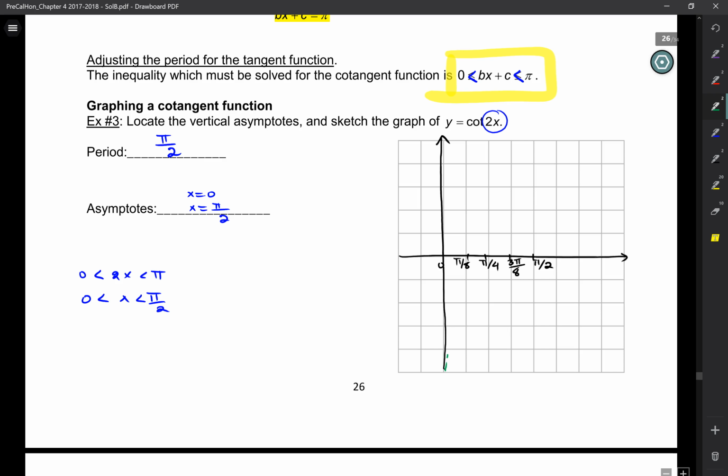Asymptote at 0, pi over 2. Cotangent is 0 in the middle. Okay, and then to the left, it's going to be positive. To the right, it's going to be -1. Looks like that.